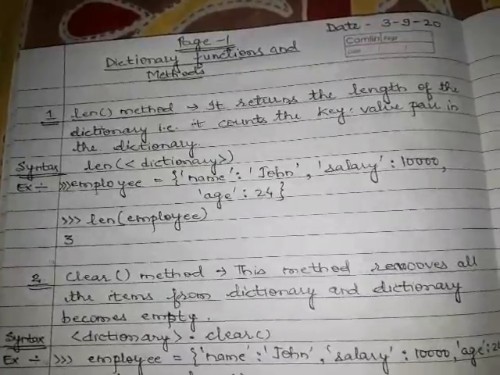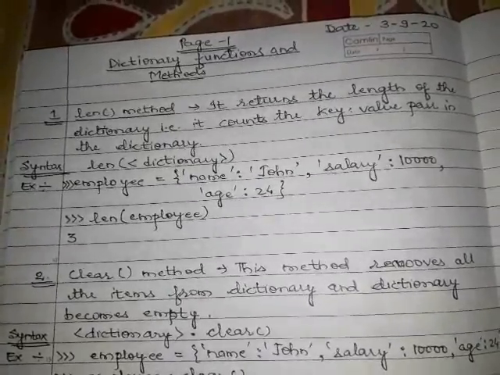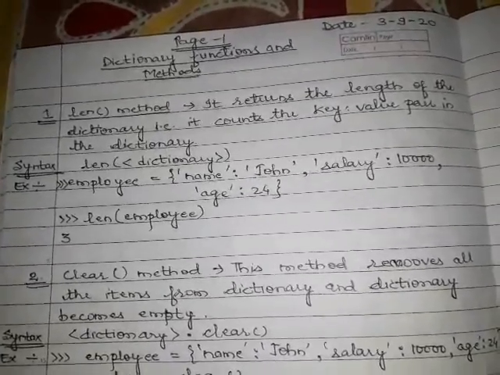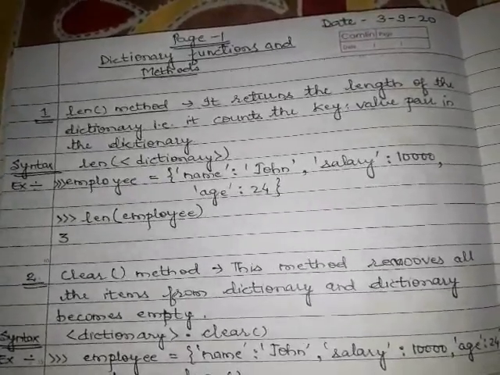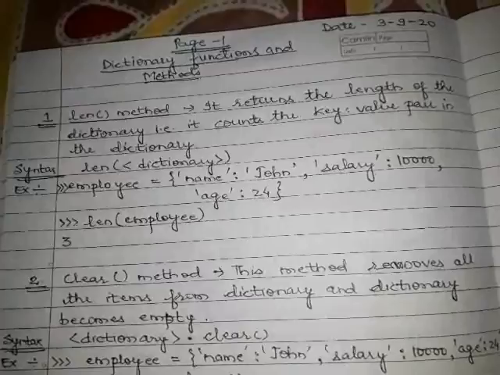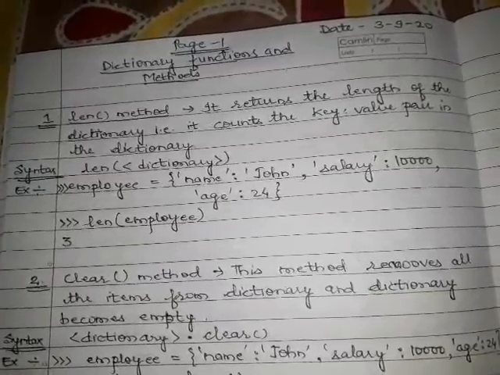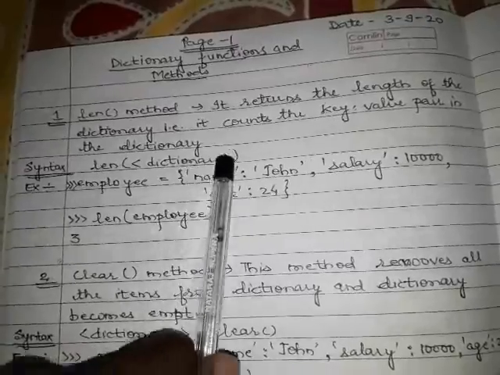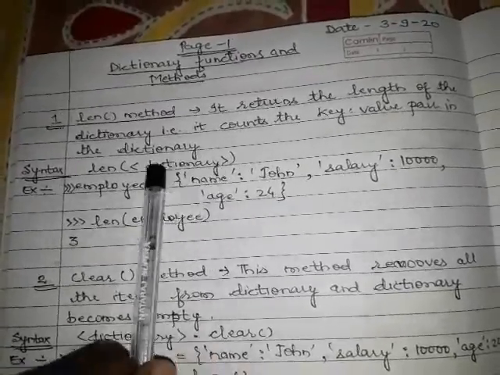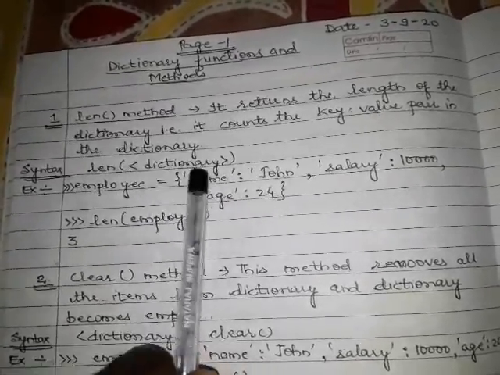It returns the length of the dictionary, that is, it counts the dictionary key value pair in the dictionary. It means how many key value pair in your dictionary. It will give the desired result in the form of numeric value. The syntax is length, and in the length method you have to pass the dictionary. It is a variable. Okay.